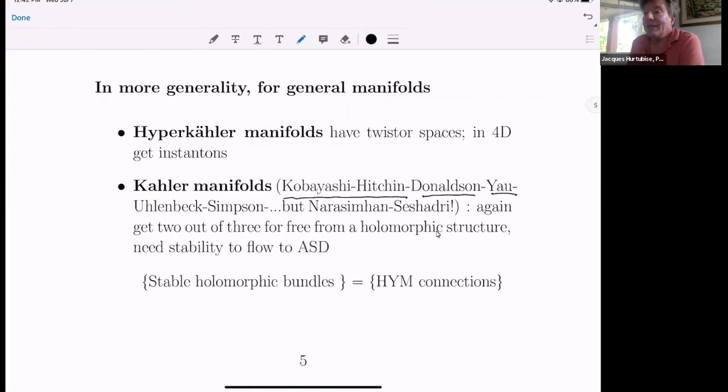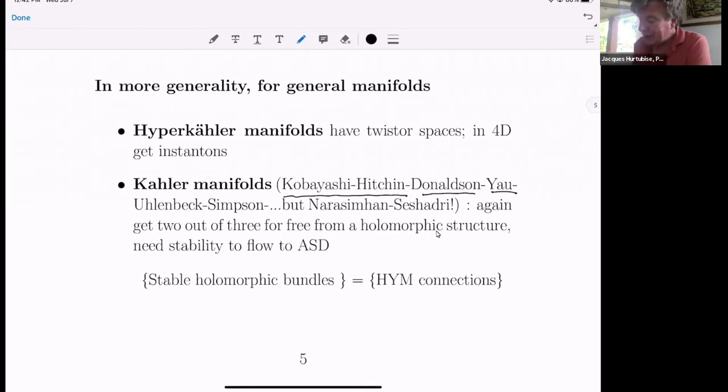But in general, again, you get this sort of 2 out of 3 from the holomorphic structure, then you need stability to flow to the anti-self-dual solution. And the general theorem is stable holomorphic bundles gives you what's called a Hermitian Yang-Mills connection. So that's the general case.